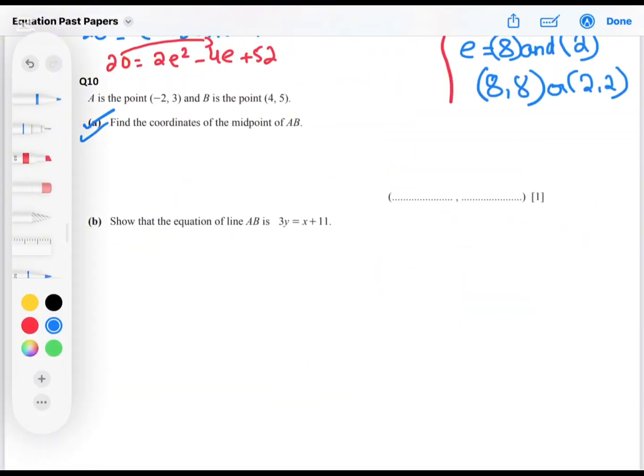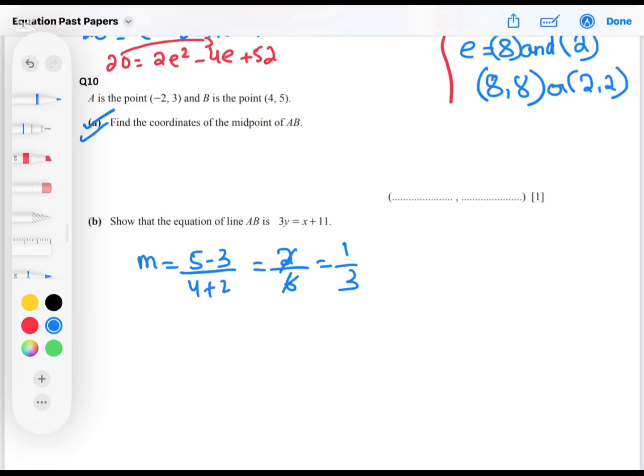Last part: show that the equation of the line, we have to prove that. So first we need to find the slope, which is (y2 minus y1) over (x2 minus x1). So this will become 2 over 6, so this will become 1 over 3. This is the slope we got.